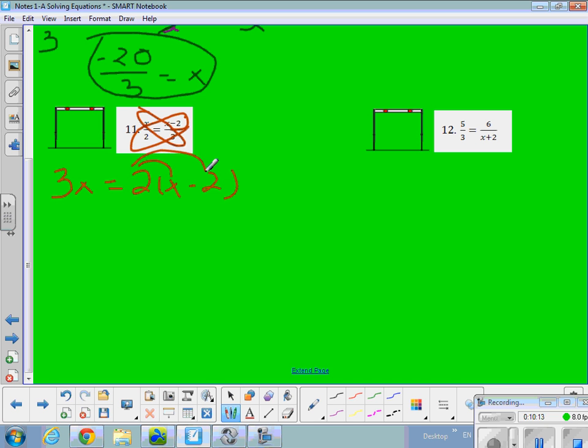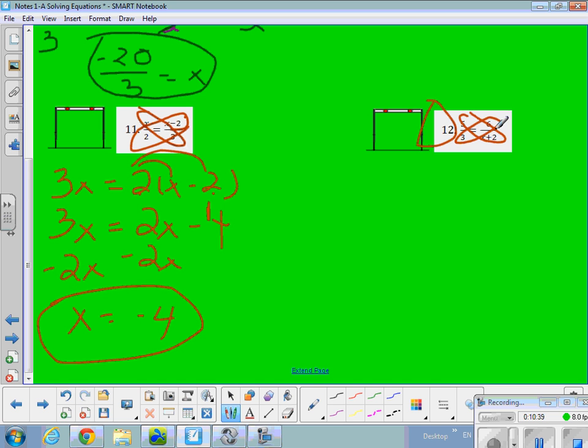So then I get 3x is equal to 2 times x, which is 2x, 2 times a negative 2, which is negative 4. So now I'm going to subtract 2x from both sides because that 2x is positive, so I need to subtract it. 3x minus 2x is x is equal to a negative 4. So that right there is your final answer. Go ahead and try number 12 on your own. Remember, you need to cross multiply to get that one started.